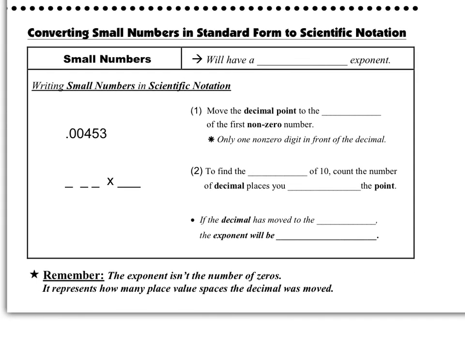Now let's look at a smaller number. Smaller numbers are going to have a negative exponent. So I'm going to move the decimal point to the right until I get to a number between 1 and 10. So my decimal point is here. I'm going to move it to the right 1, 2, 3 times. I'm going to stop here because now I have 4.53.